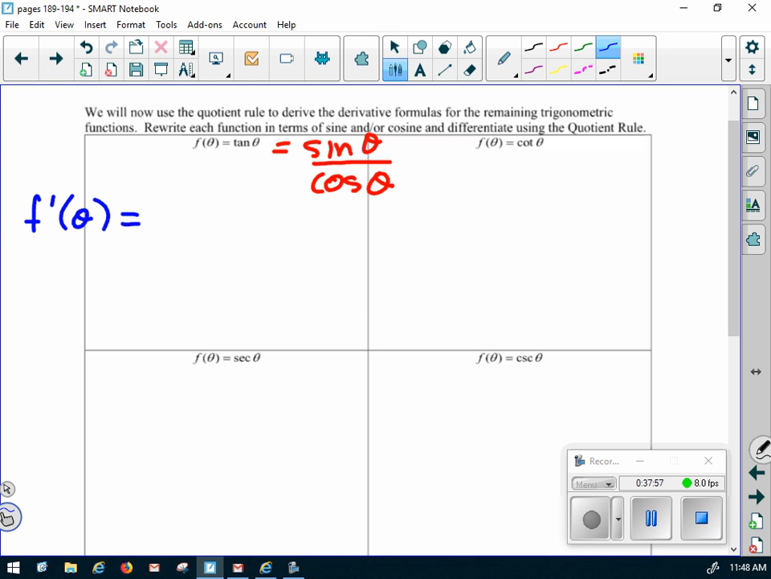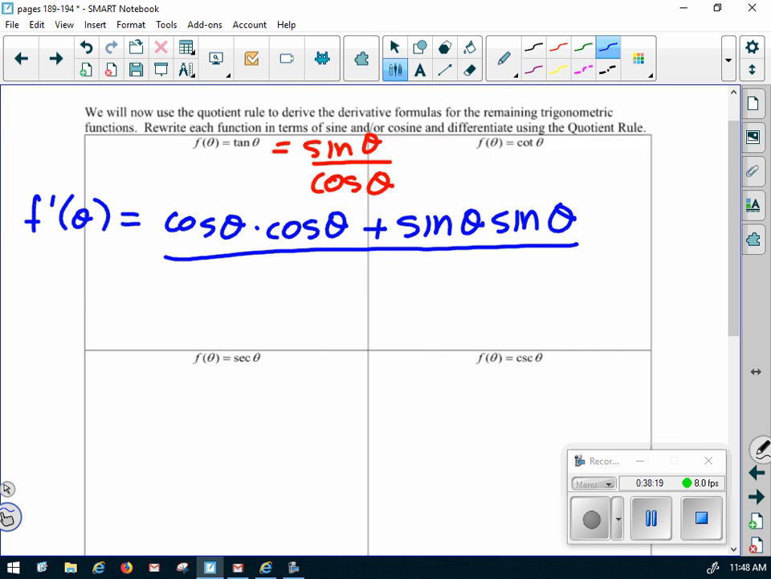Derivative of the top times the bottom, minus the derivative of the bottom times the top, over the bottom squared. But remember, when you square cosine theta, make sure you put the square in the right place.